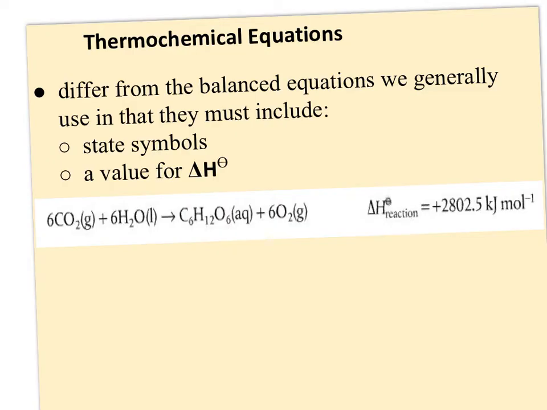So thermochemical equations then differ from just a regular balanced equation because they have a little more information. By definition, they have to include the state symbols and you have to include the enthalpy change for 1 mole of that product. So this will be expressed as kilojoules per mole, but if I look here, I've got 6, 6, 1, and 6. This is being expressed as kilojoules per mole of product of glucose being produced here.